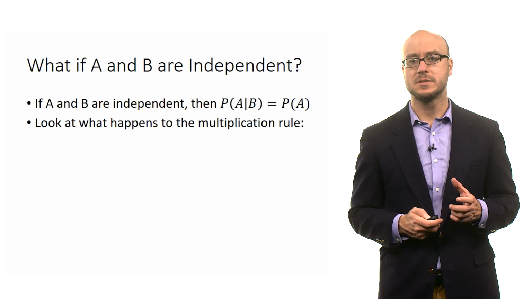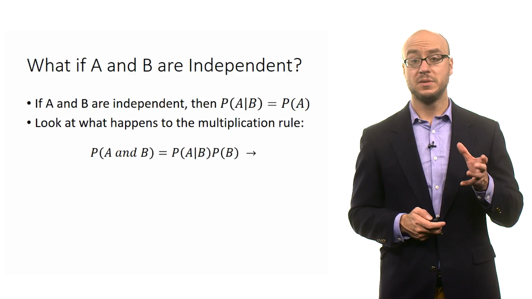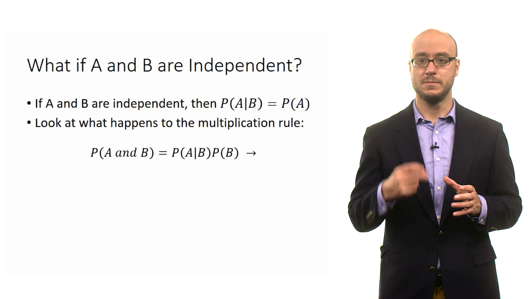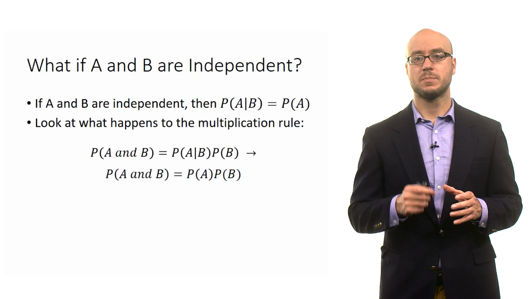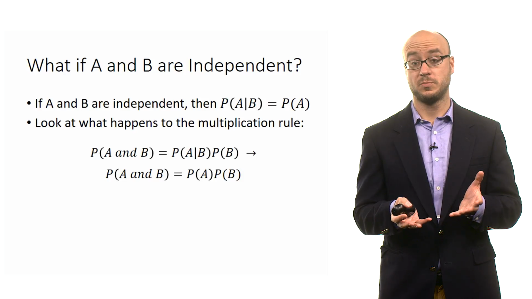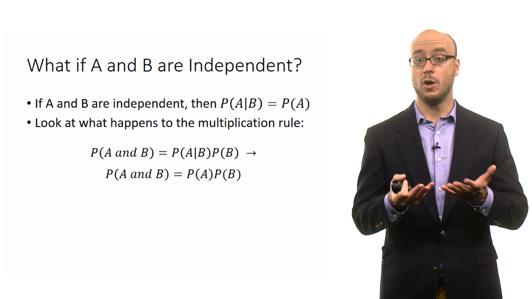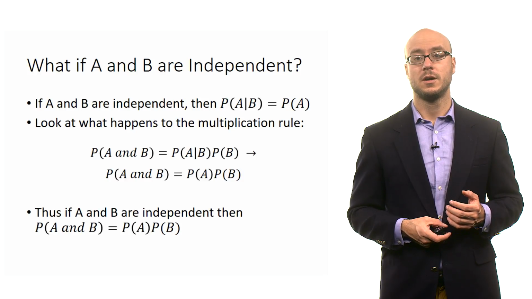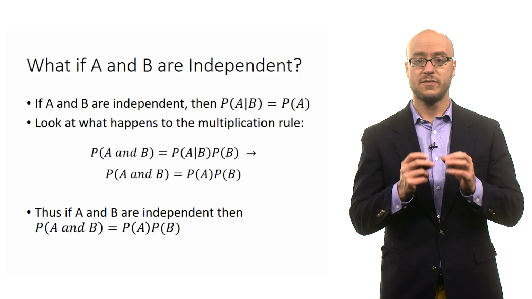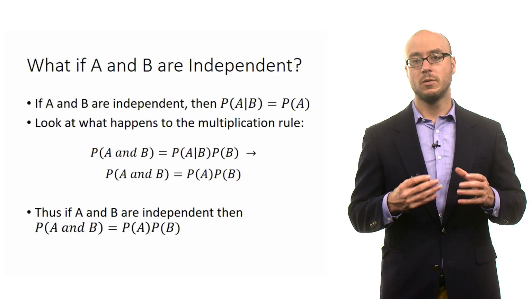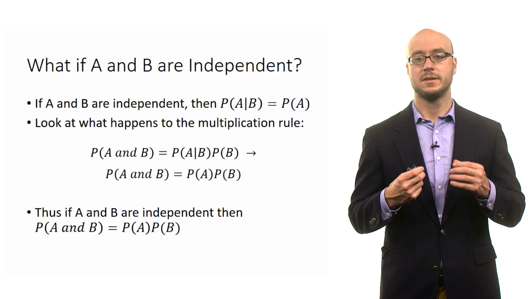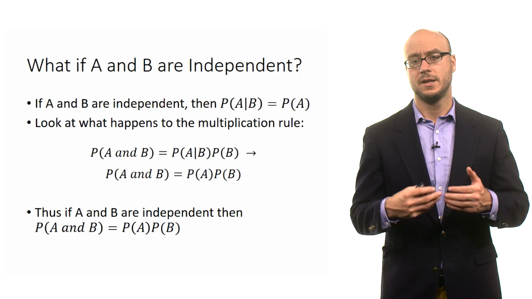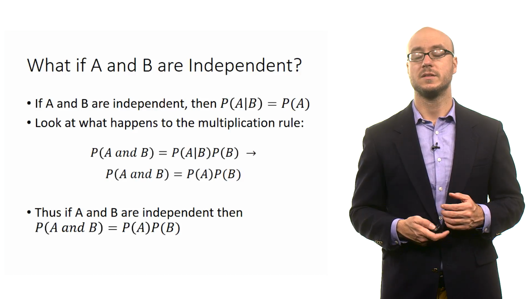So let's look at what happens to this multiplication rule. The probability of A and B, as we know from the multiplication rule, equals the probability of A given B times the probability of B. But since the probability of A given B equals the probability of A, since A and B are independent in this case, we can just multiply these two overall unconditional probabilities together to find that joint probability. So in a way, this idea that independent events multiply together to equal certain joint probabilities is really just another way of expressing this multiplication rule.